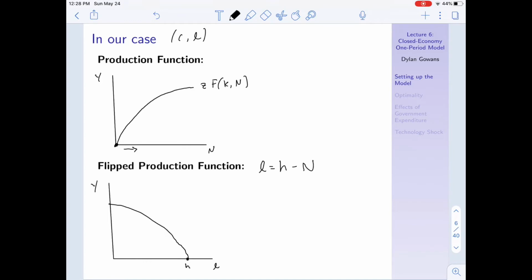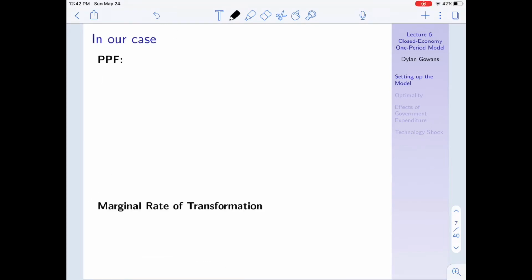We have this curve that looks very similar to what we had on the last slide. The only difference is what we want is this to be in terms of consumption and leisure. Right now we have leisure and output. So what we want is a curve representing consumption and leisure, not output and leisure.